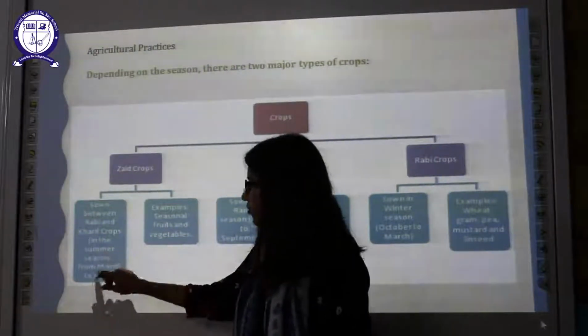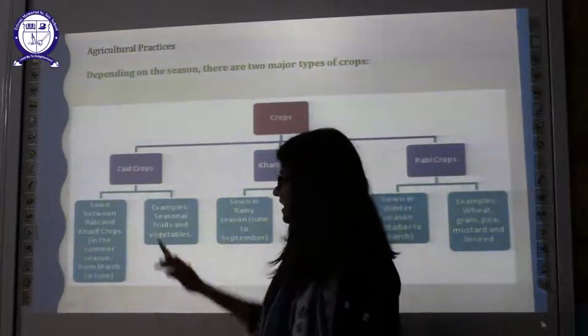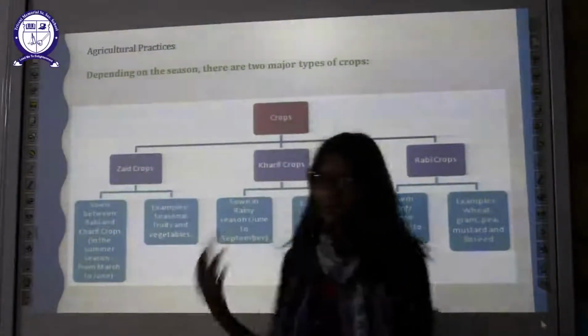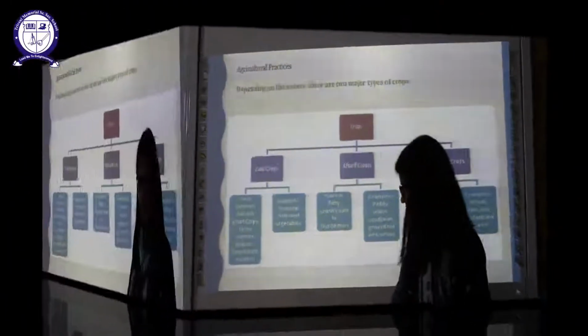Crops in the summer season from March to June. Examples are seasonal fruit or vegetables. This crop is also needed for replenishment of the soil with the nutrients.